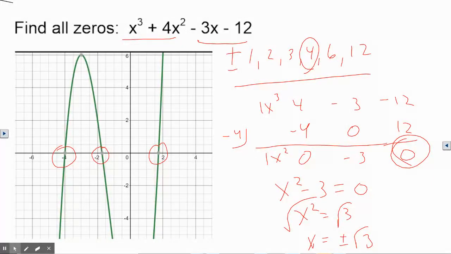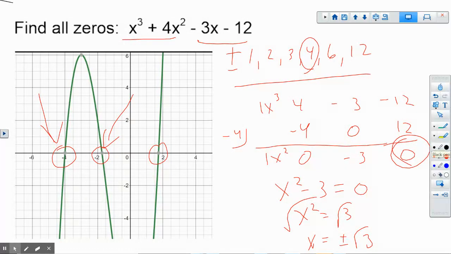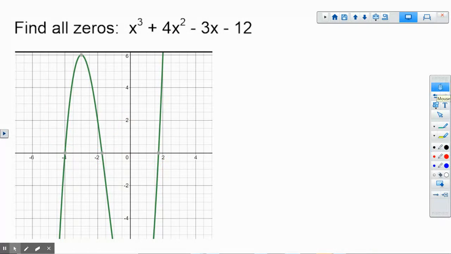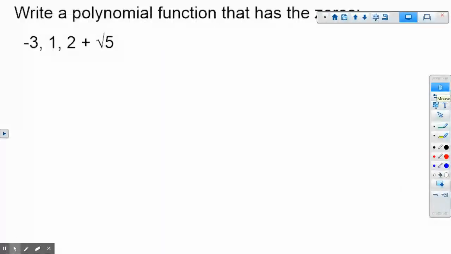The reason I did it this way is because I wanted to show you with the graph that you can find zeros on the graph sometimes, but sometimes you can't figure it out from the graph itself. You'll get some kind of crazy decimal instead of an actual definitive answer, like the square root of 3 and negative square root of 3. So that's the first example. Now, the second part of this will say something like this.